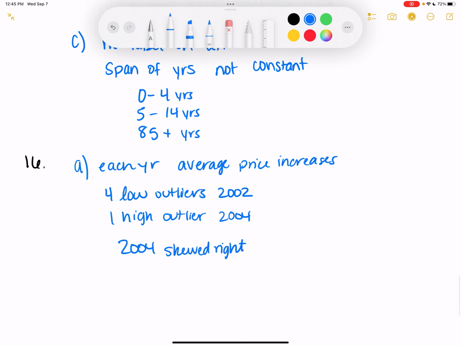All right, so what about the other 2 years here? What about 2003 and 2002? 2003 is skewed right, and 2002 is skewed left. Yep.